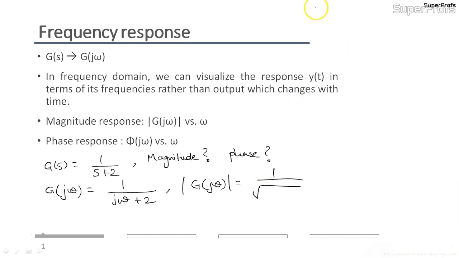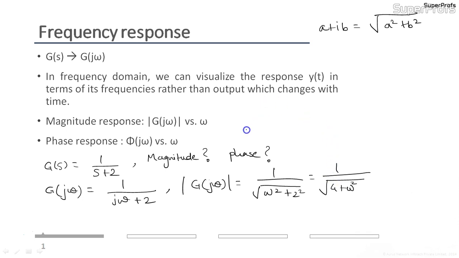As you know, for any complex function a plus ib, magnitude is given by root of a square plus b square, which is nothing but root of real part square plus imaginary part square. Similarly, we will do this here. So we will square omega and we will square the 2. So the magnitude will be given by 1 upon root of 4 plus omega square. This is how the magnitude of this function will be written.